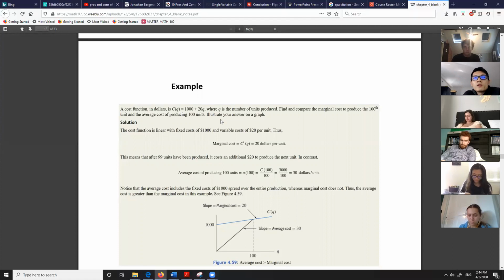The marginal cost, again, from the last few chapters, is the cost of producing the next item, and that should be the derivative of the cost function. Marginal cost is equal to C prime, the derivative of the cost function. How do I take the derivative of the C function? Using the power rule, the derivative of 1,000 is 0. The derivative of 20Q is 20. So C prime is just $20 per unit. That is how much you should spend if you want to make one more extra unit.